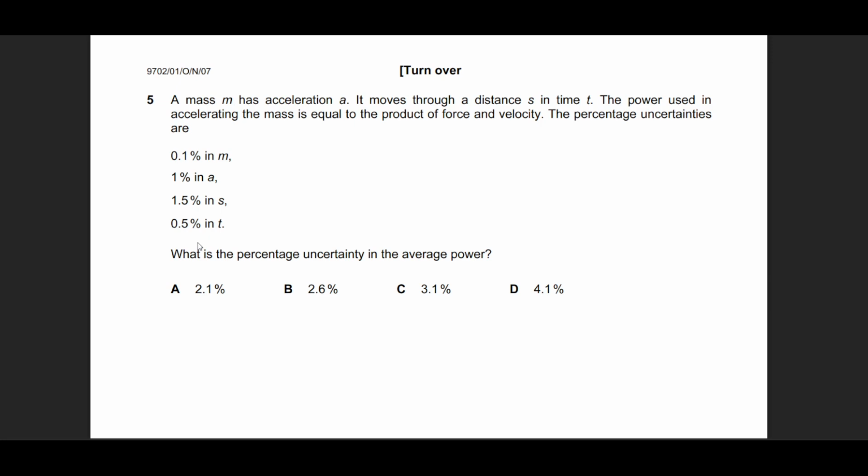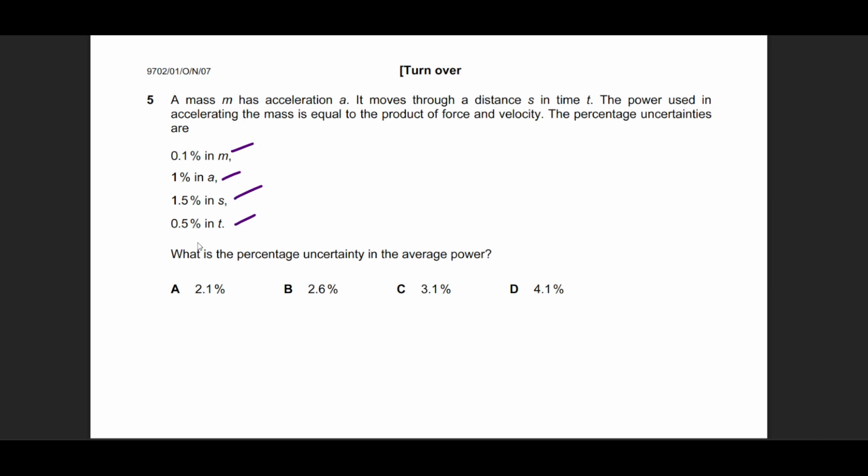Question number 5. Notice that every value is given as a percentage uncertainty, although they represent different quantities. For example, this is mass, this is acceleration, distance and time. Now, since they represent different quantities, can you add their errors together? No, you can't do that, but you can add their percentage errors together, right? That is why there is a need for percentage error.